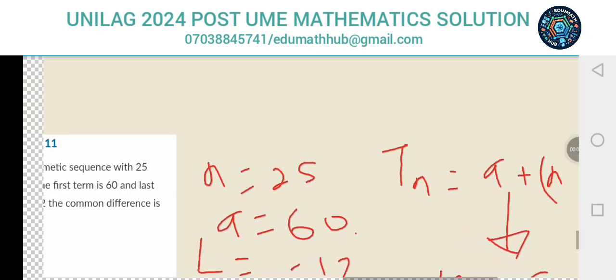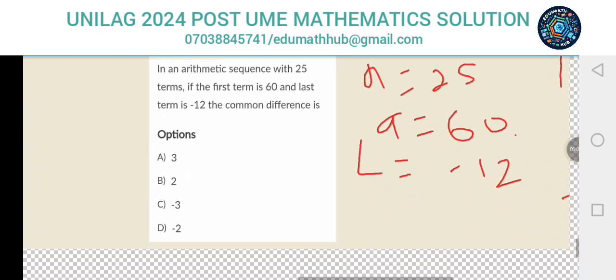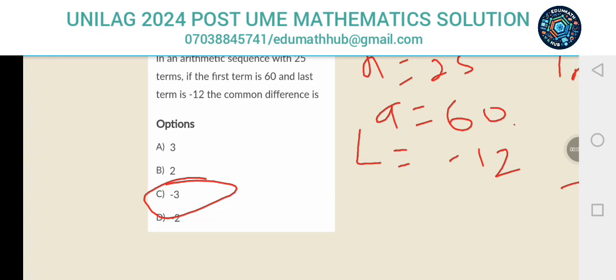So go to your options and look for minus 3 there. So minus 3 is here. So that's the answer, minus 3. So I hope you understand.